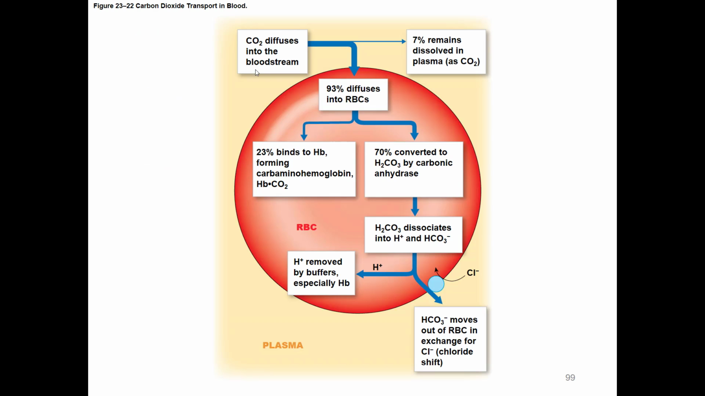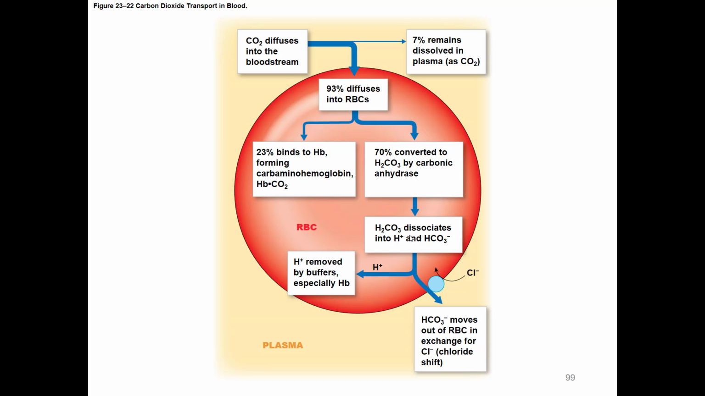So here's our CO2, 100% of CO2 at this time. 7% dissolves in the plasma. This means that 93% will diffuse onto the red blood cell. 70% of that 93% will be converted to carbonic acid, which is H2CO3. We're going to break up that acid.